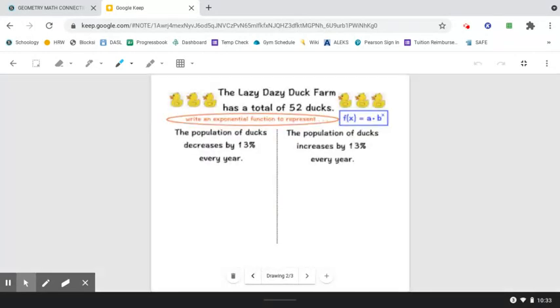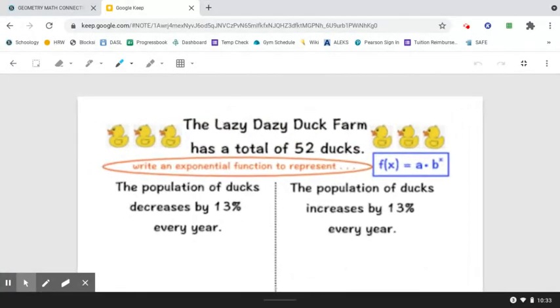So if we look at our first example, we have the Lazy Daisy Duck Farm. It has a total of 52 ducks. They want us to write an exponential function to represent two situations. So the first one is over here, the population of ducks decreases by 13% every year. And then our second problem is kind of two separate ones. They want us to write an equation to represent the population of the ducks increasing by 13% every year. So one we're increasing, one we're decreasing.